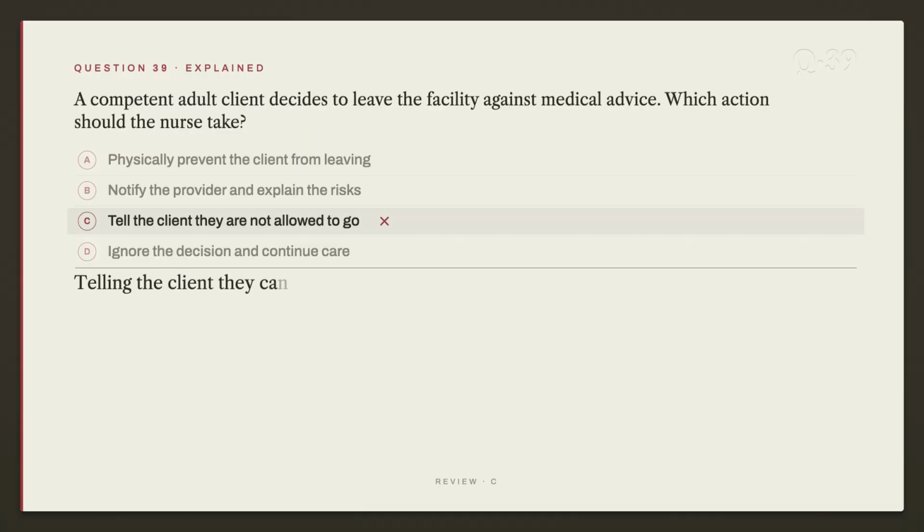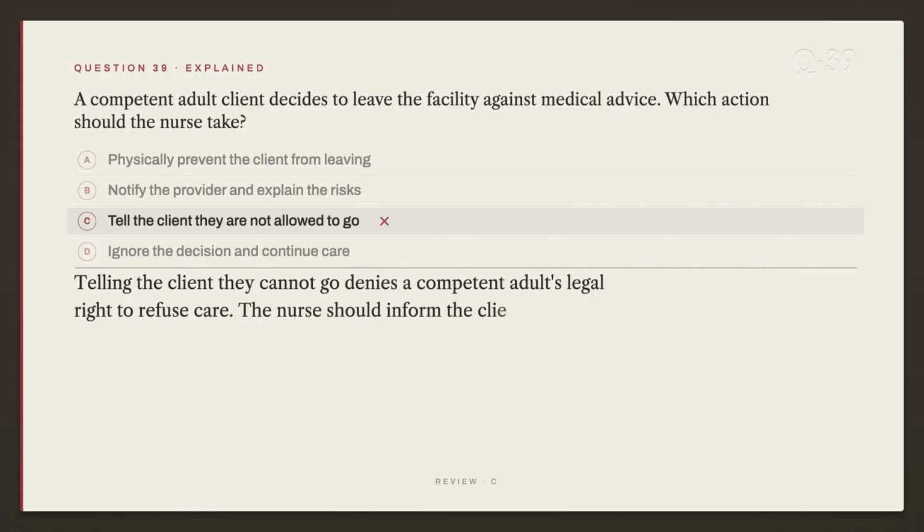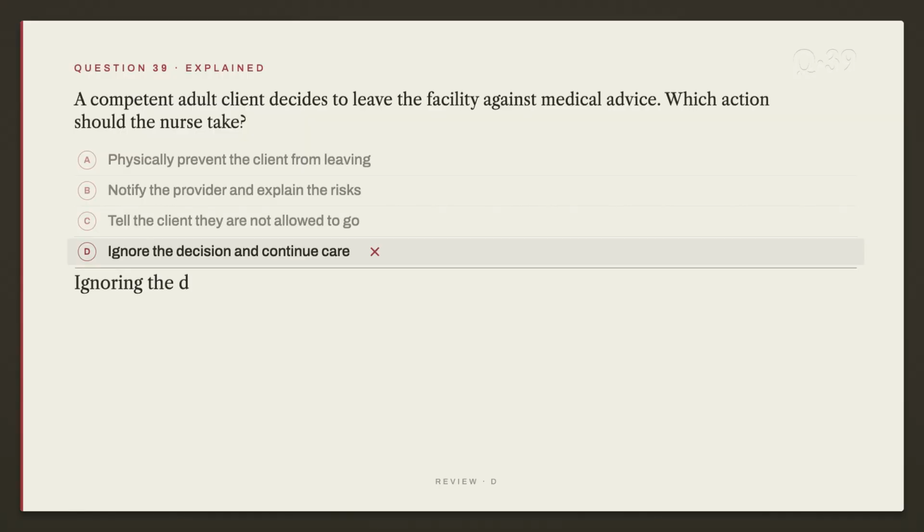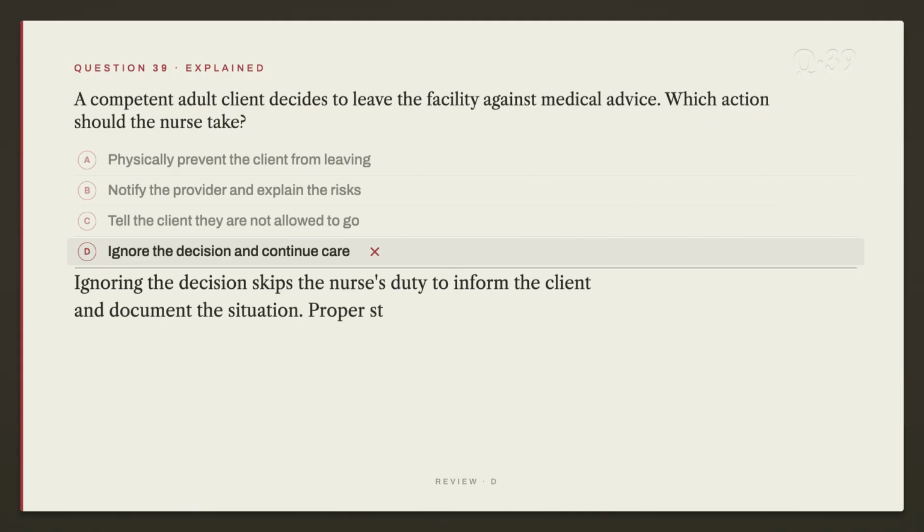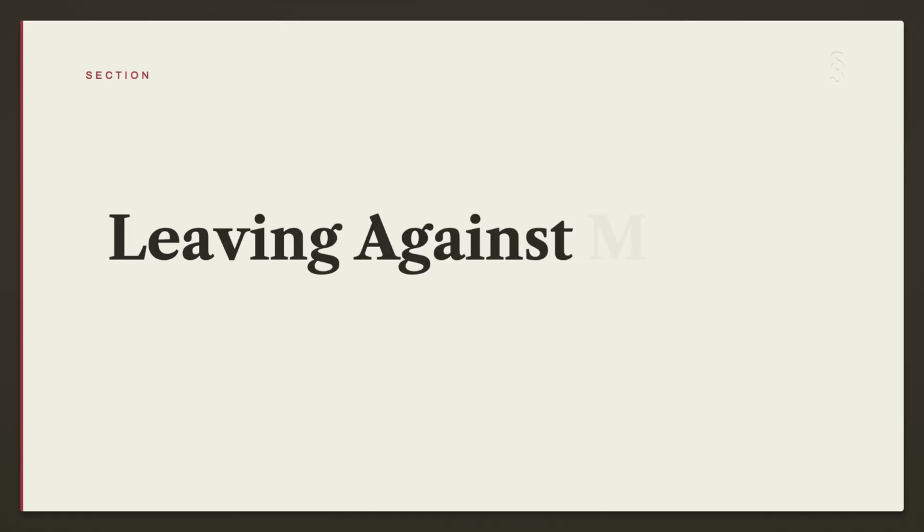C is wrong because telling the client they cannot go denies a competent adult's legal right to refuse care. The nurse should inform the client of the risk rather than forbidding the departure outright. D is wrong because ignoring the decision skips the nurse's duty to inform the client and document the situation. Proper steps protect both the client and the nurse, so doing nothing is inappropriate.